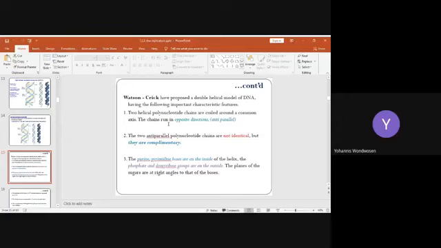So Watson and Crick proposed a double helical model of DNA, and it has the following important characteristics. As I told you before, the two helical polynucleotide chains are coiled around a common axis.